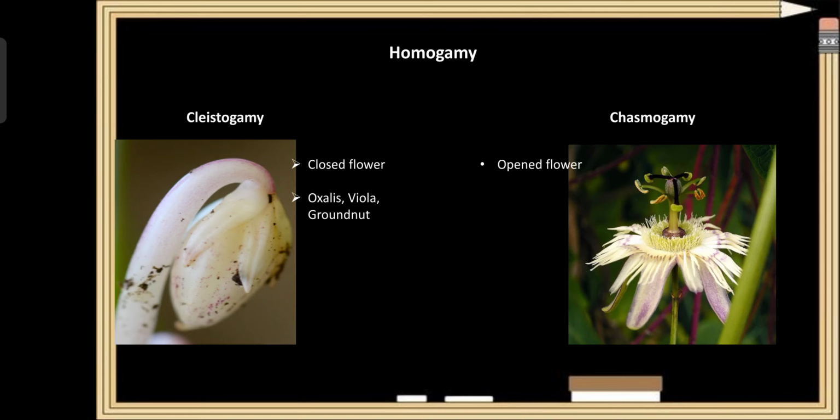Therefore, self-pollination does not produce any genetic variation in the offspring. The offspring will be the same as the parent, the offspring does not evolve further, and the offspring does not show adaptation to a new environment.